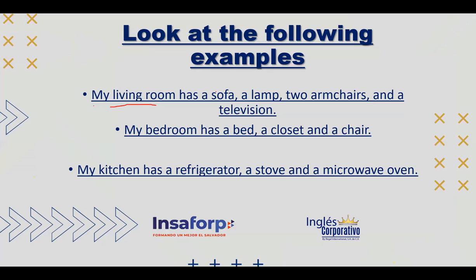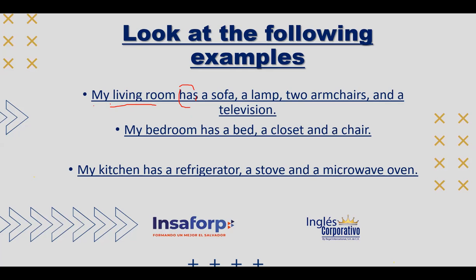Look at the following examples. My living room has, we can say in this way, right? My living room has a sofa, a lamp, two armchairs, and a television. My bedroom has a bed, a closet, and a chair. My kitchen has a refrigerator, a stove, and a microwave oven. Utilizando el verbo has, ¿verdad? Que significa tener, podemos decir qué es lo que tenemos en cada uno de los cuartos de nuestra casa, ¿verdad?